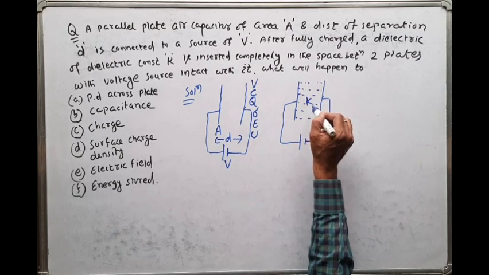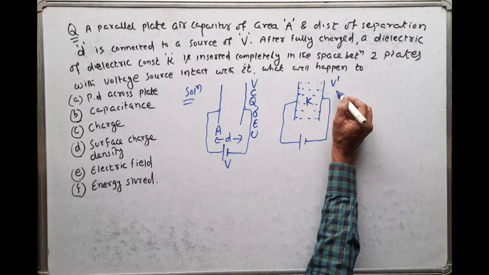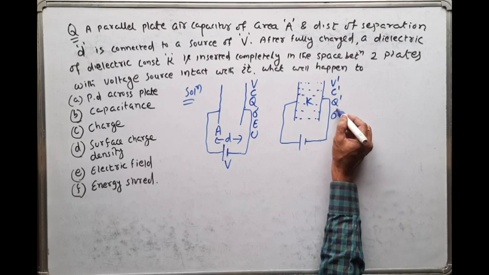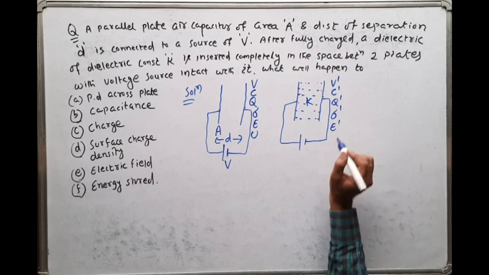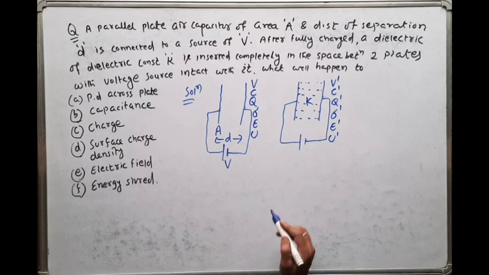So after inserting the dielectric, what will be the new potential difference across this plate? What will be the new capacitance? What will be the new charge? What will be the new surface charge density? What will be the new electric field intensity? And what will be the new energy stored by the capacitor?